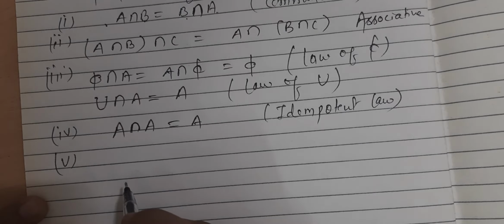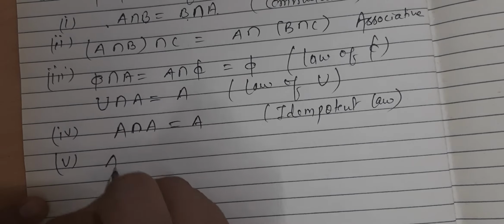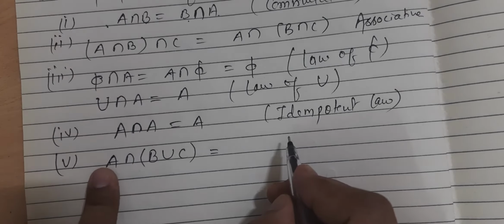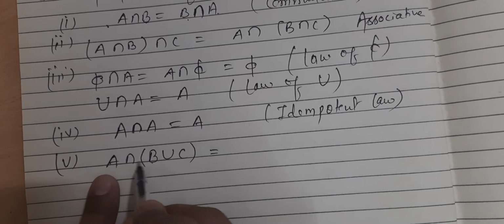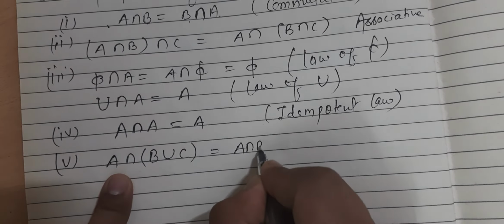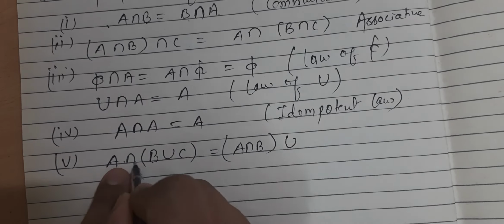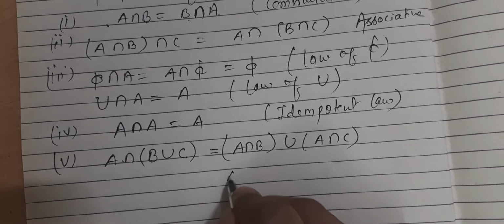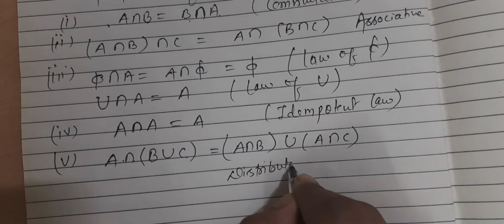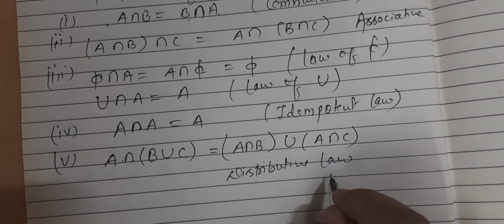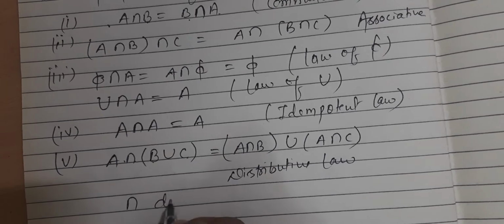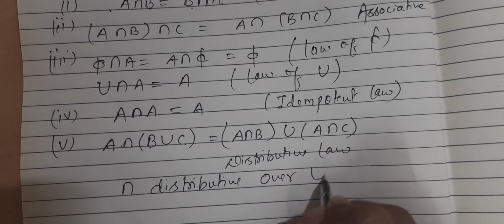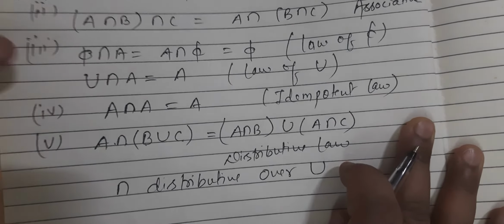Here this follows the distributive law, meaning A intersection (B union C) equals (A intersection B) union (A intersection C). Very important. This is called the distributive law. It means intersection is distributive over union.